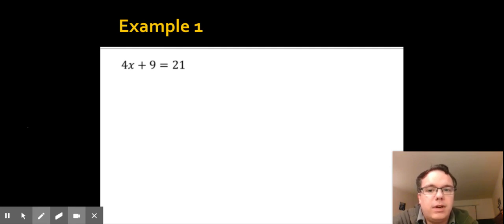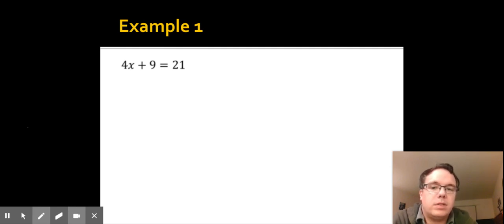Step 2, make sure the variable is only on one side. Well, in this case, it's only on the left. And step 3, we can solve. So in Algebra 1, we made you write out all the intermediate steps with showing your operations. In Algebra 2, if you don't want to show those steps, you don't have to. So I'm going to show you what that means.